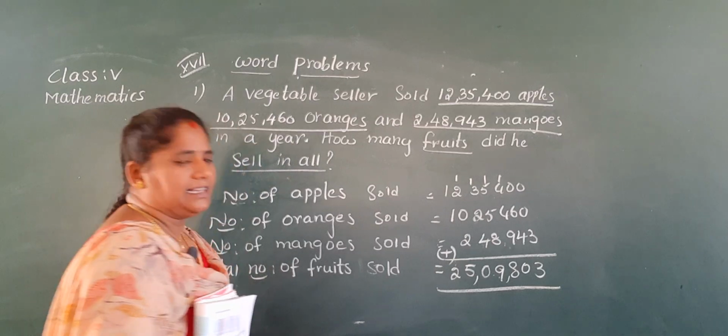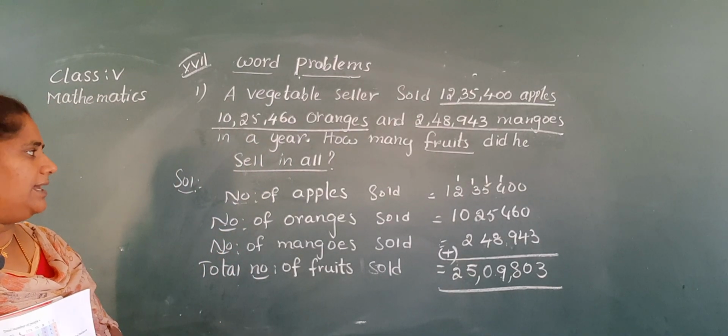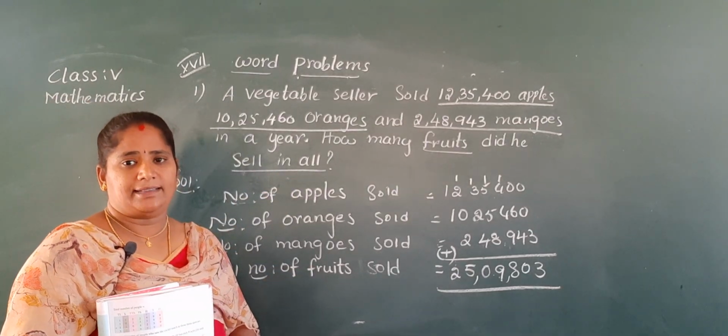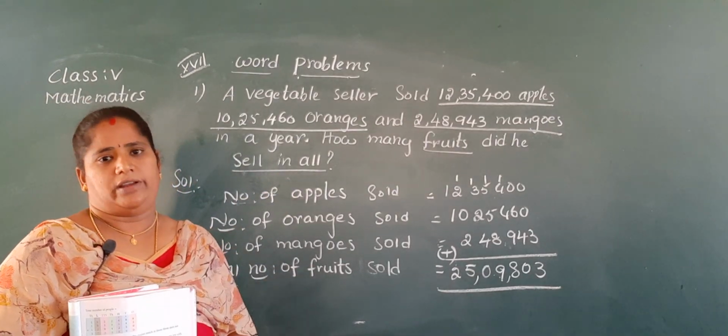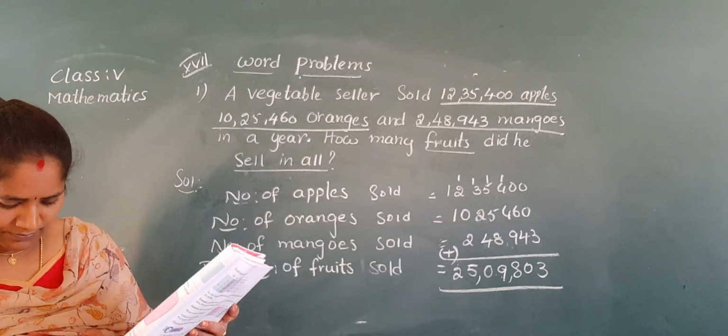25 lakh 9,803. So how many fruits he sold in the year? 25 lakh 9,803. Okay? Yes, note down in your homework book.